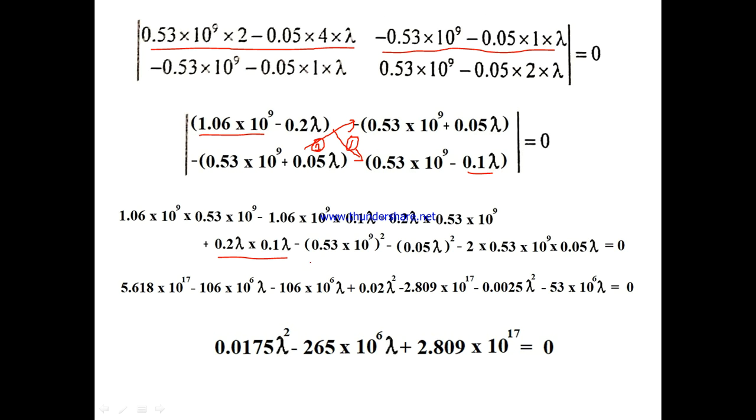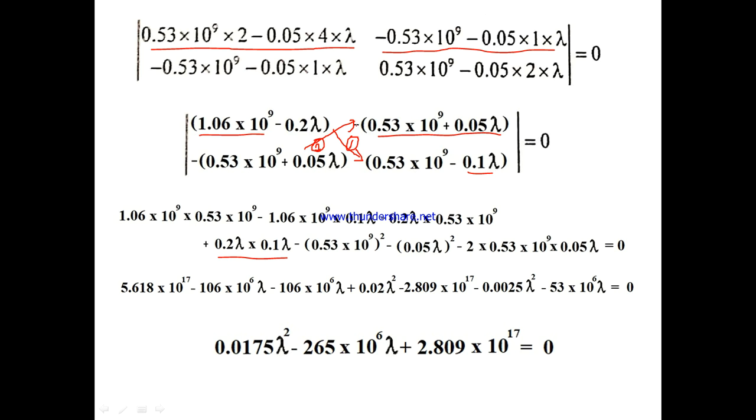Okay, so same thing here. Both are the same values I have. So minus into minus becomes plus, but when I multiply these two I have to subtract these two values. So with the minus value this becomes the total whole square: 0.53 into 10 raised to 9 plus 0.05 lambda, whole square, which I am going to get with a minus sign.